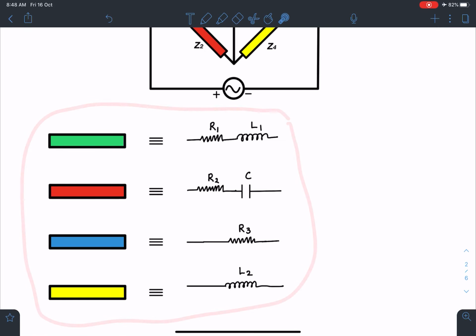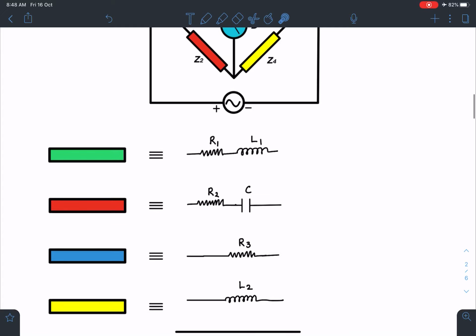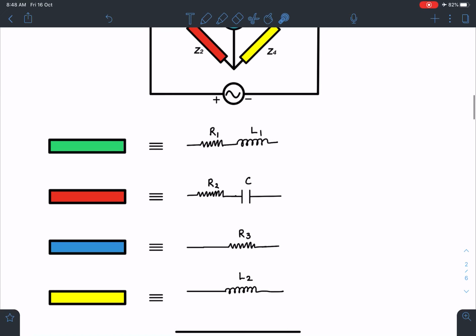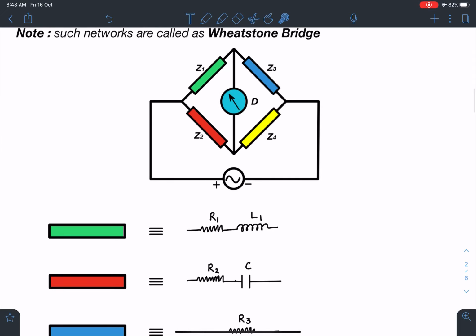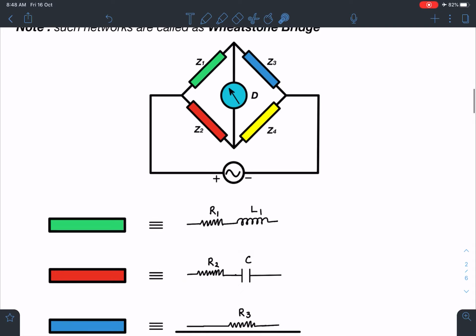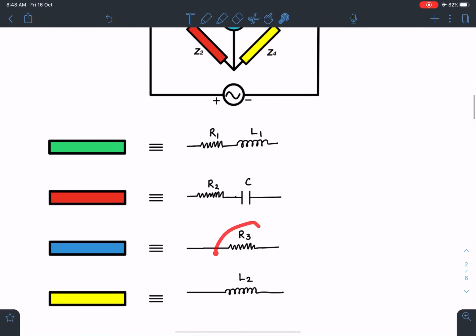It can be any other combination also. Only thing will be calculation may become slightly tough. So you can see green box is a series combination of inductor and resistance. Red box is resistance capacitor. Blue box is just resistor, and yellow box is just inductor.